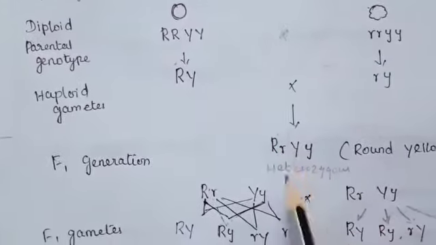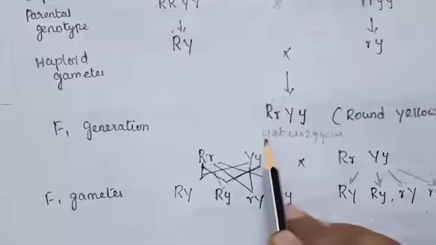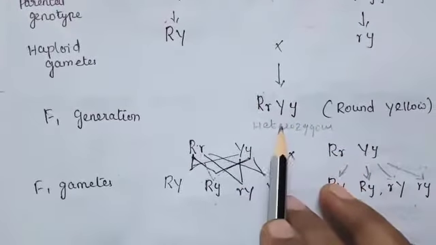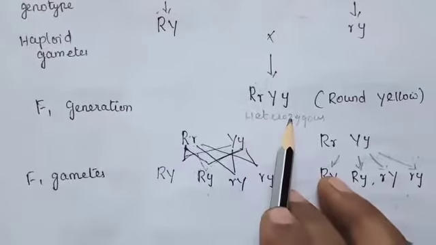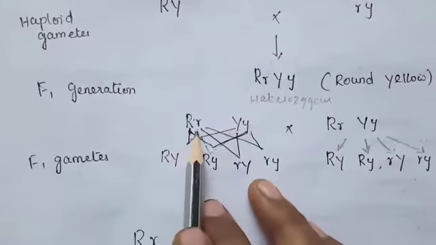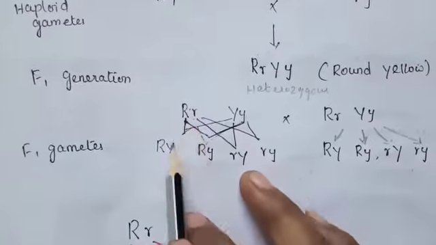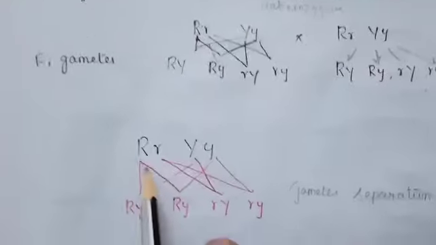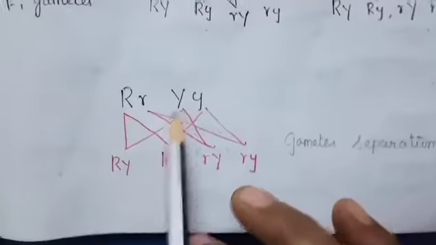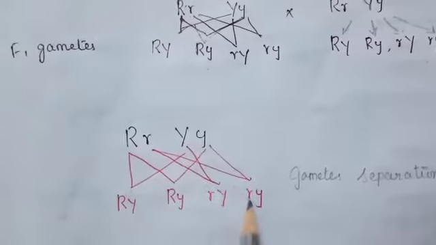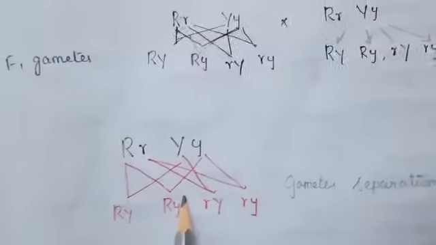Here in the F1 generation, all the seeds are round and yellow. This is heterozygous in nature. From the F1 generation, we do the gamete separation. The gametes are capital R capital Y, capital R small y, small r capital Y, and small r small y. This is the gamete separation method.